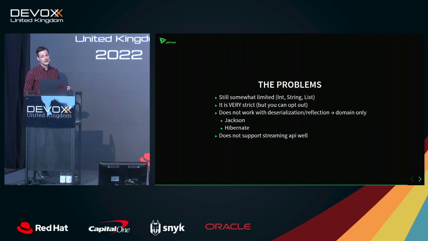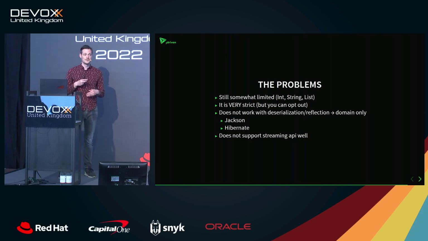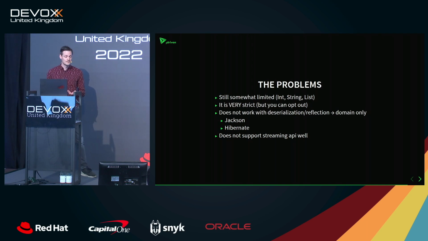It also doesn't really work with deserialization or reflection, because that ignores the constructor. So the analysis plugin cannot check this. If you're using Jackson or Hibernate, unless you're writing custom mappers, this won't find it. So that basically means this only works in your domain code.